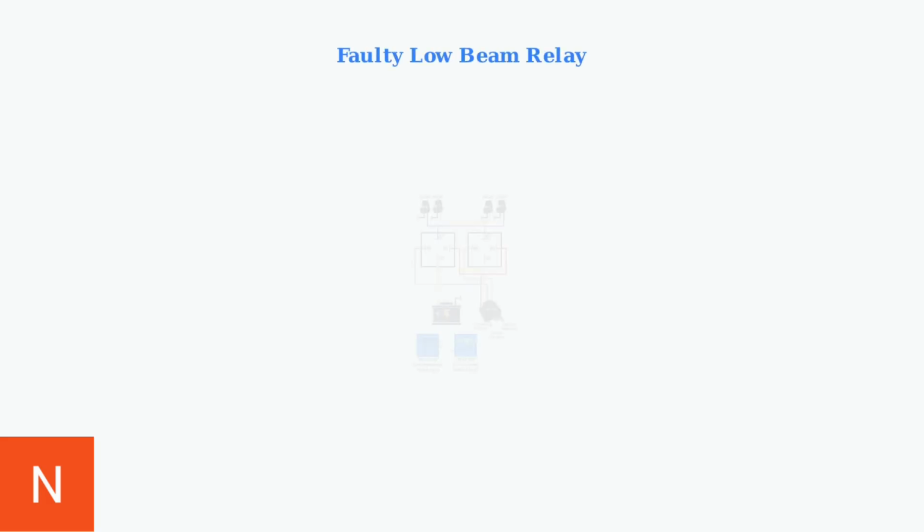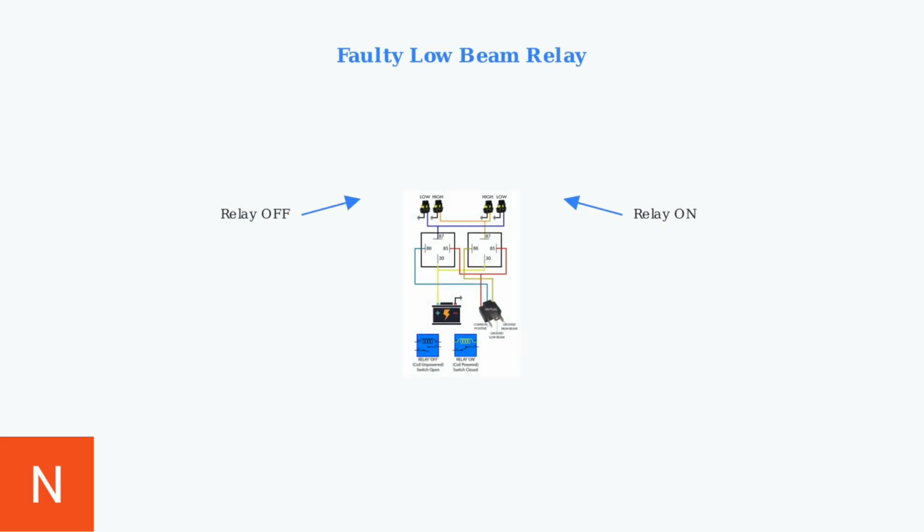The second most common issue is a faulty relay. Relays are electrical switches that control high current devices like headlights. When the relay coil energizes, it closes contacts to complete the circuit.